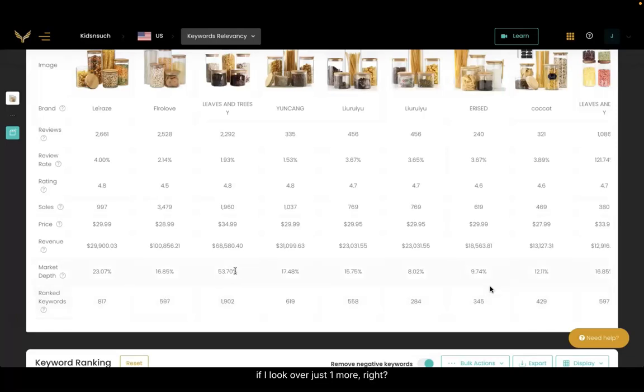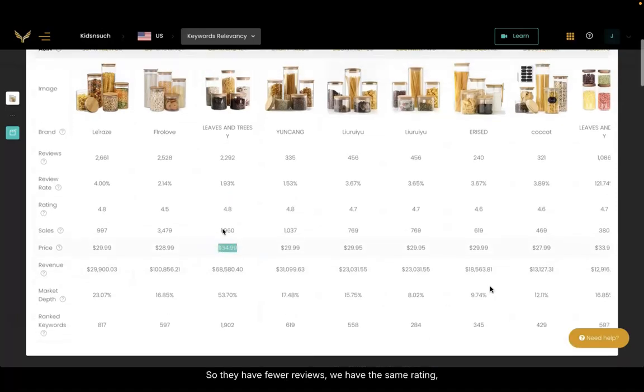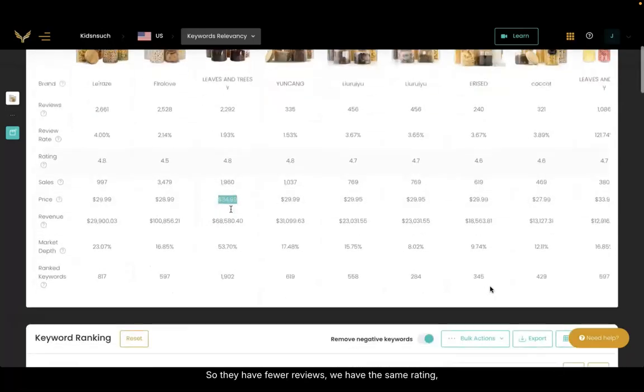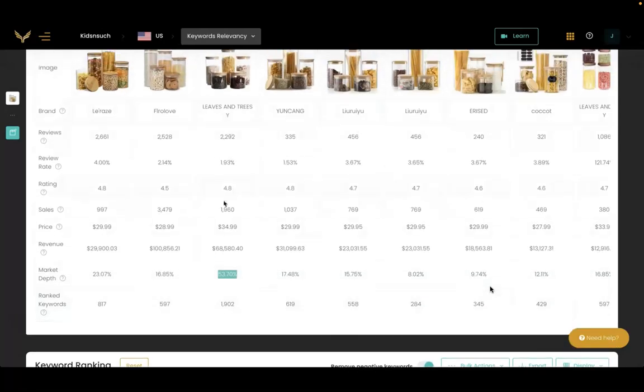Now, if I look over just one more, right? This seller is doing 70K, still more than double what I'm actually selling for this particular product. Again, review count, quite similar. I actually have more reviews. Review rating is identical. Their sales are obviously a lot more, and their price is higher. So they have fewer reviews, we have the same rating, my price is $5 cheaper, and yet they're selling more than 2 times what I am. Let's look at their market depth, and it is double what mine is. This would be a great competitor to compare to.